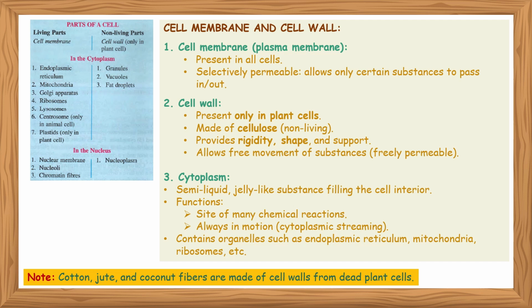Cell membrane and cell wall. The cell membrane is the plasma membrane. It is present in all cells. It is selectively permeable, allowing only certain substances to pass in or out.